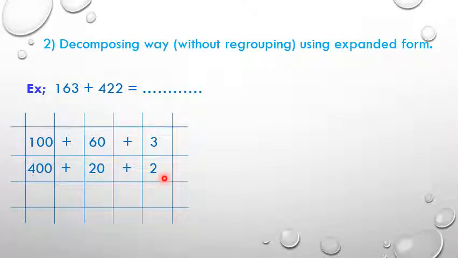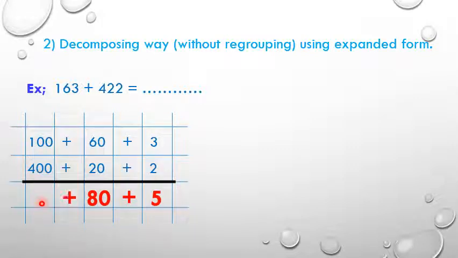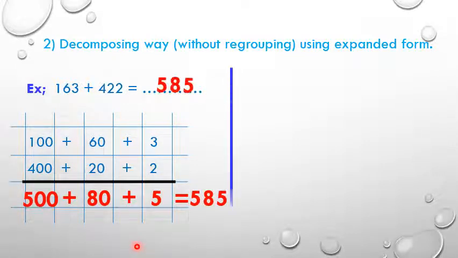To add, begin from ones place. 3 plus 2 equals what? Equals 5. 60 plus 20 equals what? Equals 80. 100 plus 400 equals what? Equals 500. Then combine the expanded form again to standard form. 500 plus 80 plus 5, it will be 585. Let's go to another exercise.